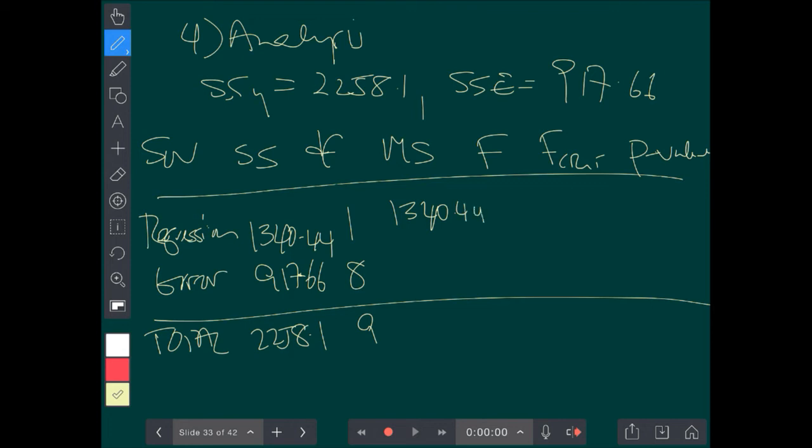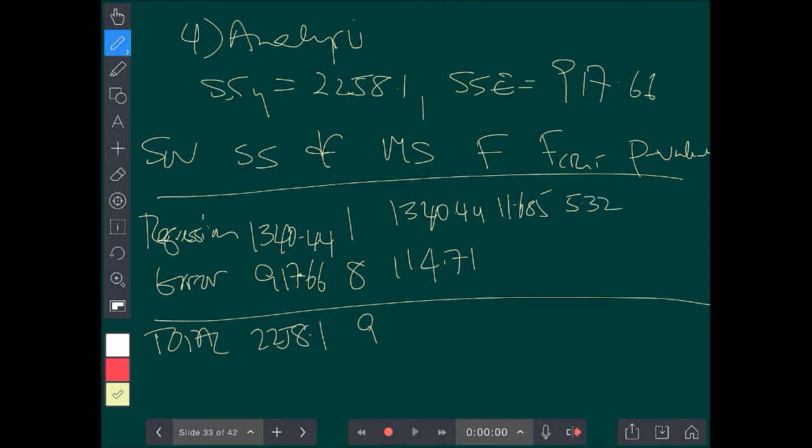The mean square due to error is 917.66 divided by 8. Turns out to be 114.71. Now let's find the F value, which is just equal to the ratio of those two values. Turns out that it is 11.685. And remember, our critical value is 5.32.